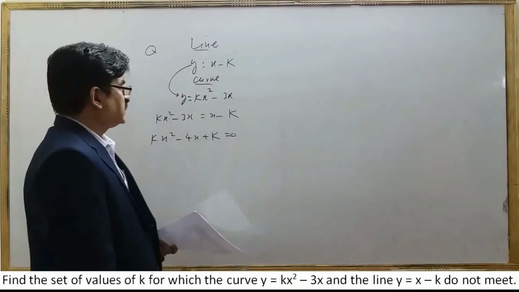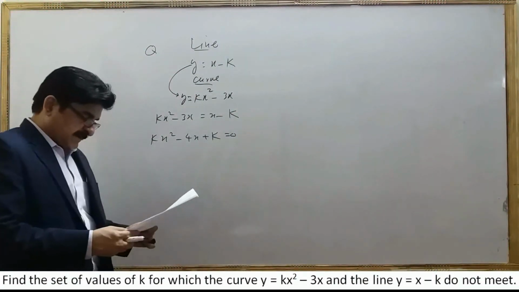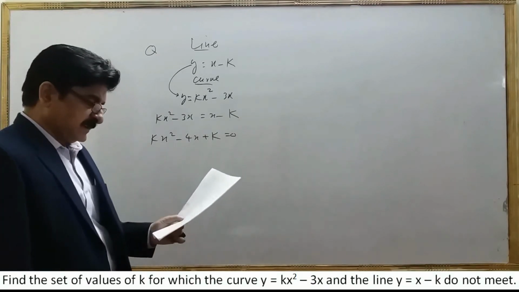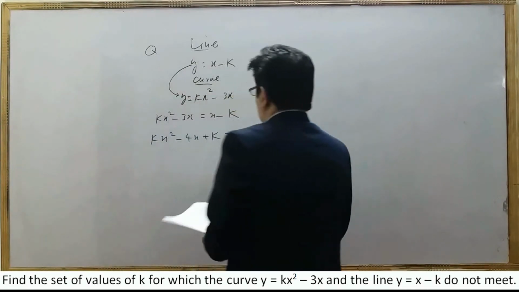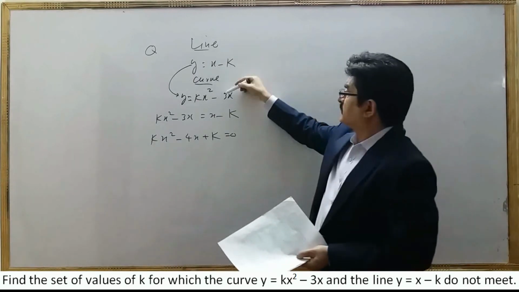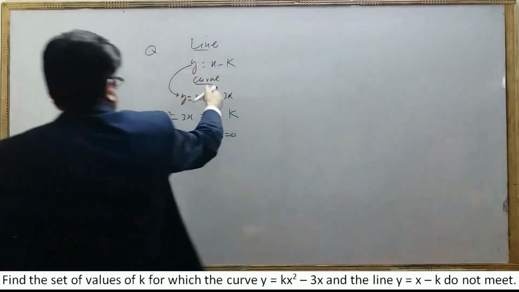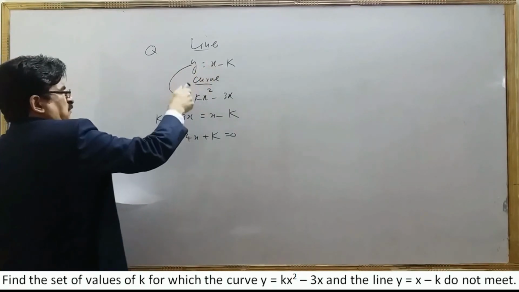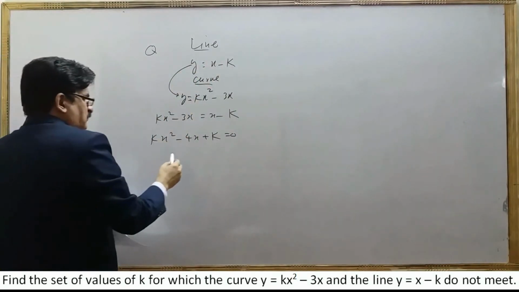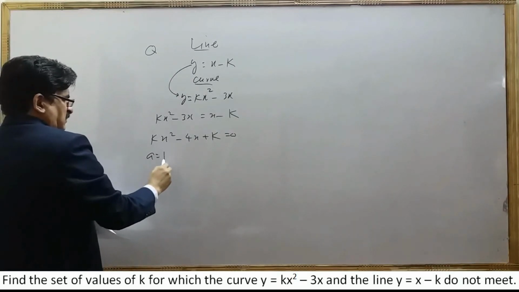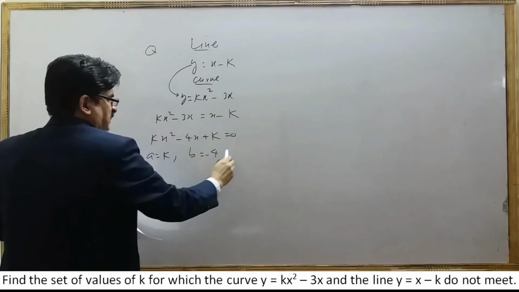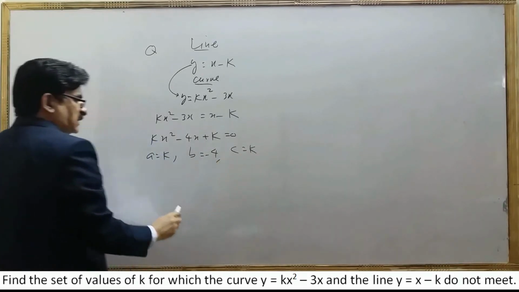Okay, our next question is: find the set of values of k, or range of values of k, for which this curve and this line do not meet. Now we have a line and a curve, a pair of equations, linear and quadratic. Put the value of y from the linear into the quadratic. You will get this equation. Now this is a three-term quadratic equation in standard form. This is a, this is b, and this is c.